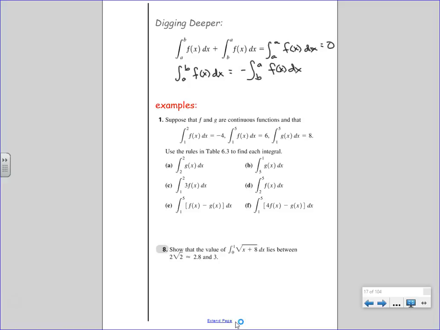Oh, true. And letter A, from 2 to 2? That's easy. Letter B, from 5 to 1? Negative. Yeah, take the 1 to 5 and just make it negative, negative 8. For C, from 1 to 2 of 3 times f of x? Yeah, we just go ahead and multiply by 3, no big deal. And then from 2 to 5 of f of x?